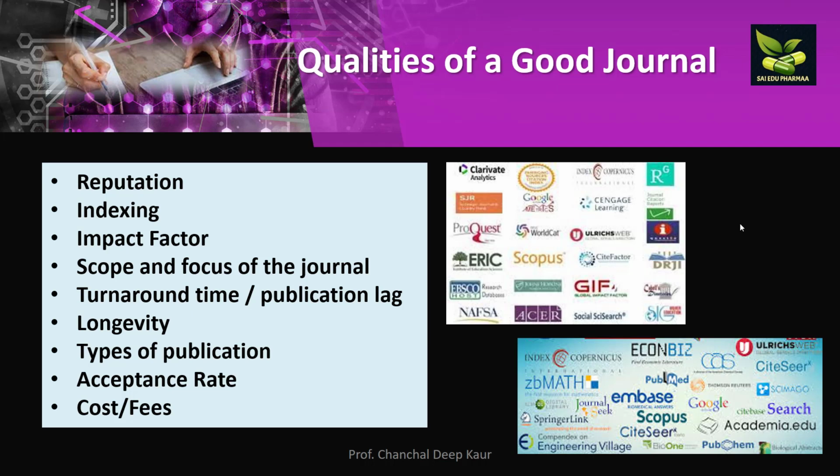Then what is the type of publication you are going for? Like you are going for review article or research article, and in research also you are going to submit a complete paper or a short communication, or what is the basic behind publication. So you have to decide the journal in which you are going to submit the article. Then what is the acceptance rate of that journal?